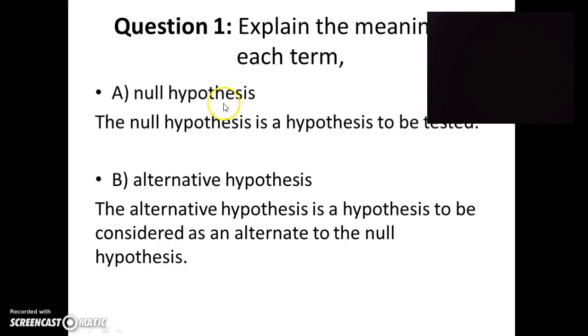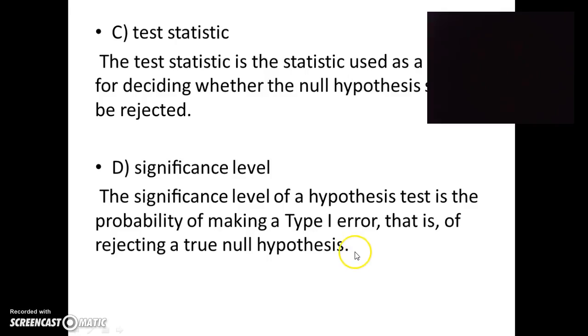Null hypothesis is a hypothesis which is tested. An alternative hypothesis is a hypothesis which is considered as an alternative to the null. Test statistic is the statistic used as a basis for deciding whether null should be rejected. Significance level is the probability of making a type 1 error, which is when you reject the true null.